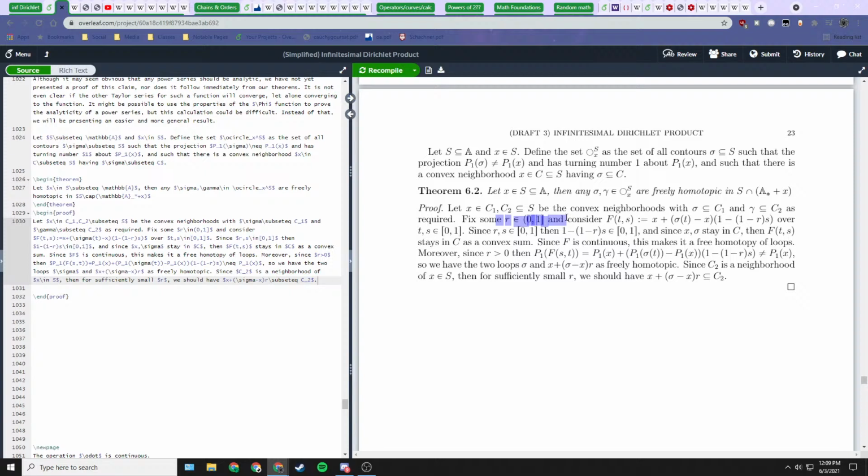We're going to fix some R in 0, 1 and consider F as being this continuous contraction. This proves that sigma is freely homotopic to this contracted loop, where we've scaled it down by R. As R goes to 0, this entire loop will tend pointwise to just X. And since sigma is continuous, it has to be bounded. So for all sufficiently small R, we should have this whole loop being inside any given neighborhood, so in particular C2.